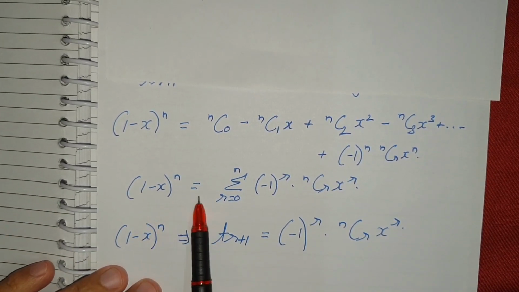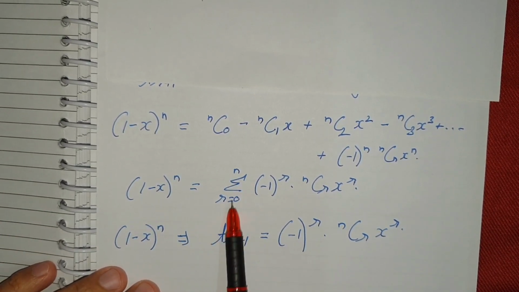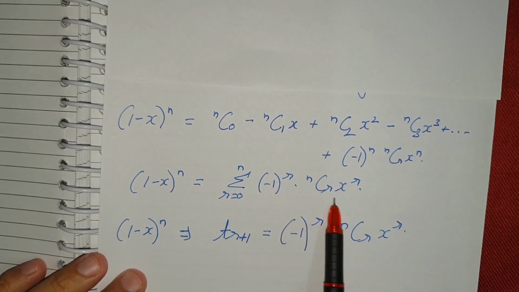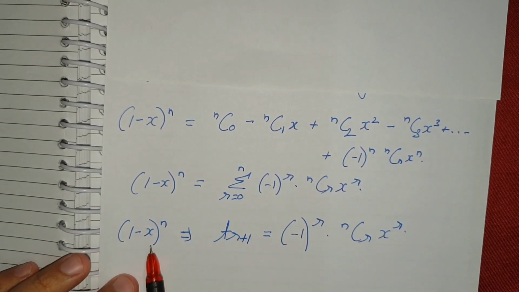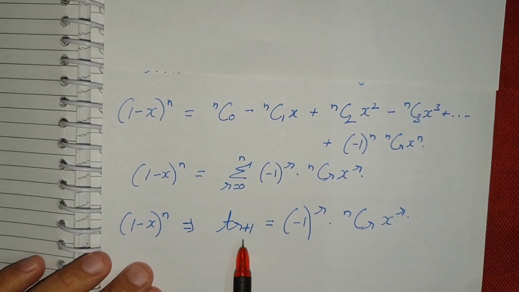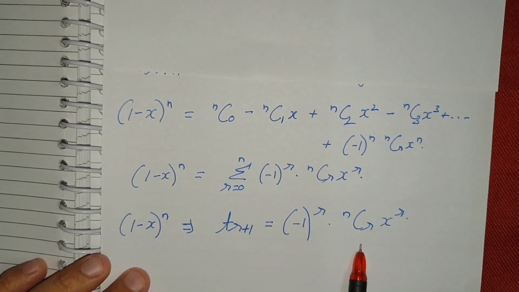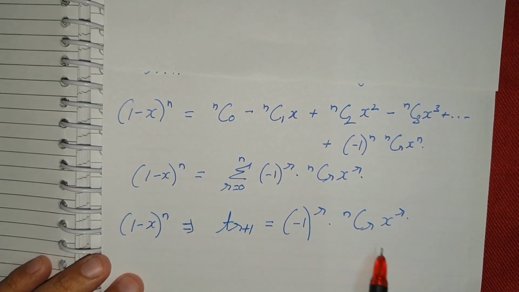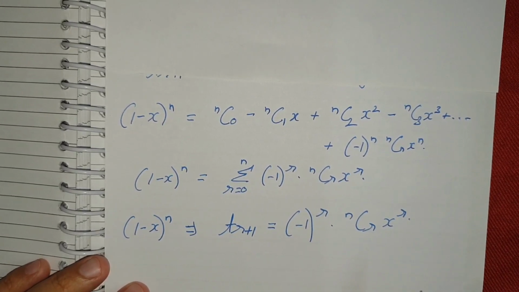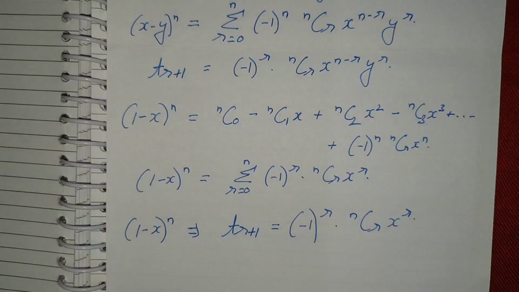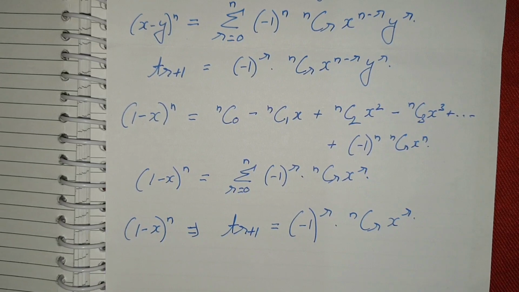(1 - x) to the power n is the summation, r equals 0 to n, just to represent, (-1) to the power r, nCr x^r. Also for (1 - x) to the power n, T(r+1) is (-1) to the power r, nCr x^r. This is the general term. So that's all we have in the theory. Now we will be discussing and solving some examples.